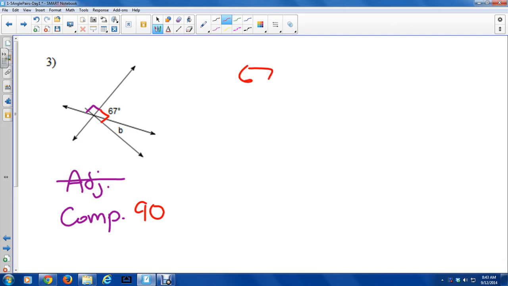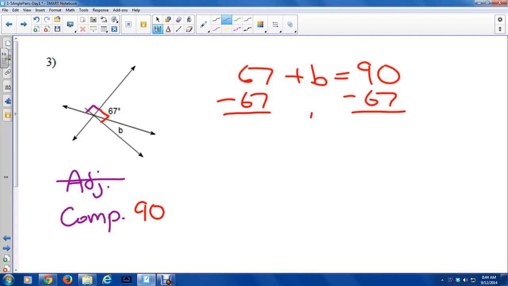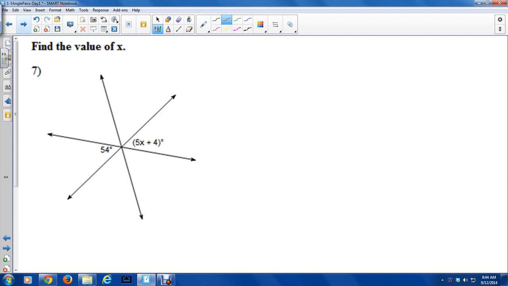You can add 67 plus B equals 90. Subtract your 67. Get B equals 23 degrees. I know none of us want to do the whole equation. You don't have to. Of course, you can just subtract 67 from 90 and get 23 degrees. That's fine. It obviously just gets a little more tricky when we get to the next example and we have an expression. We have this 5x plus 4.